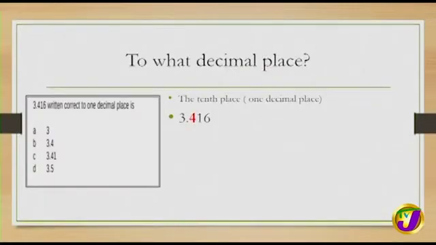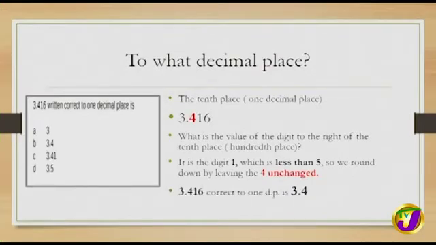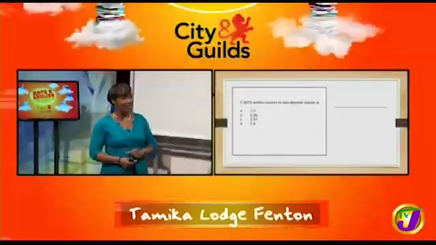3.416, the 4 is in the 10th place, and we look at the 1. What is the value of the digit? It's 1. The 100th place is 1. That means we are rounding down because it is less than 5. So the 4 will remain unchanged. And written in 1 decimal place, it is 3.4. Let us look at the next question.